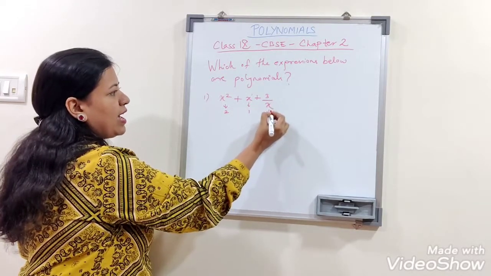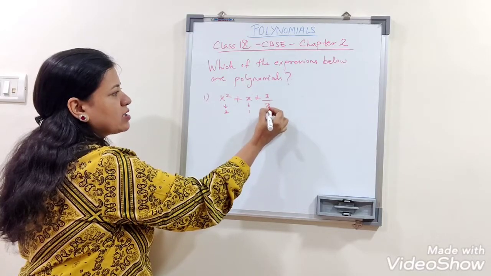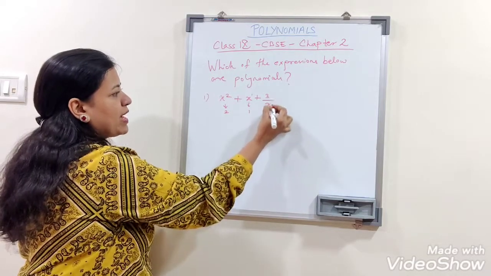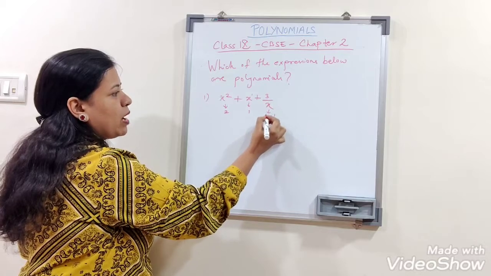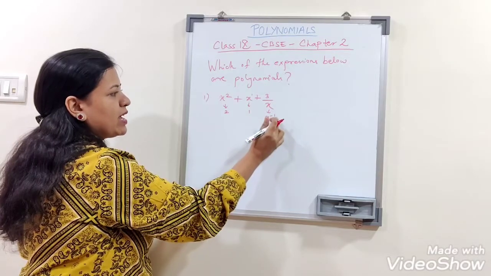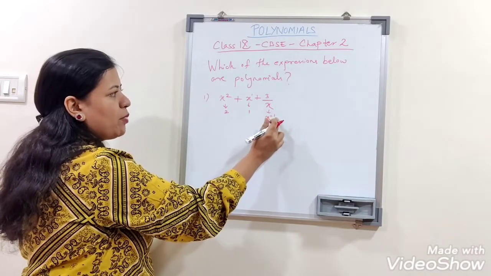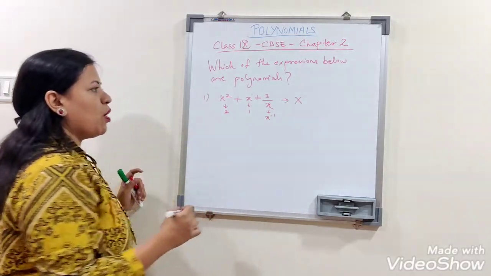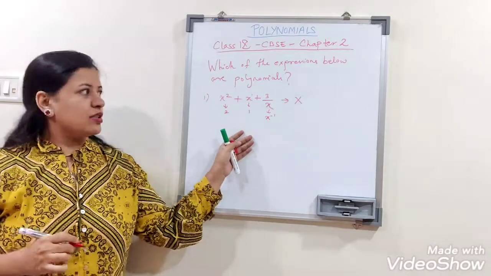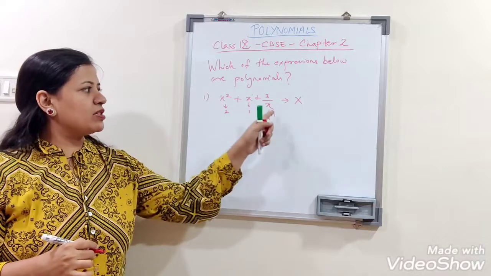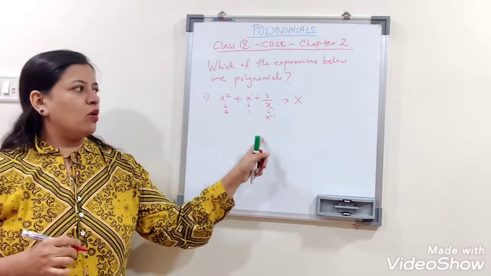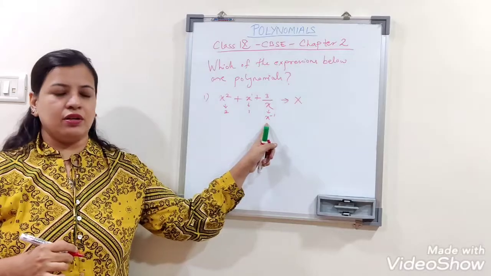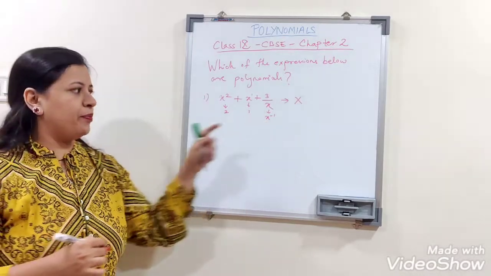But in this case, 3 by x, this means x to the power minus 1. So 1 by x means x to the power minus 1. So the power of this variable becomes minus 1, which is not a whole number. So this expression is not a polynomial. Got it? This is not a polynomial because one of the terms has a variable with a power which is not a non-negative integer. It is not a whole number.